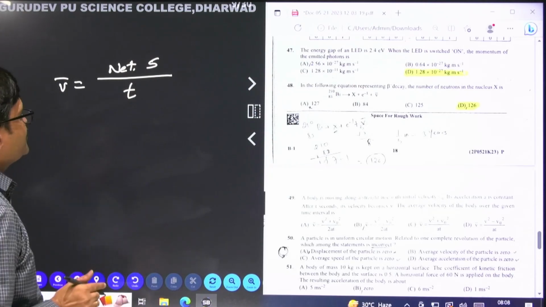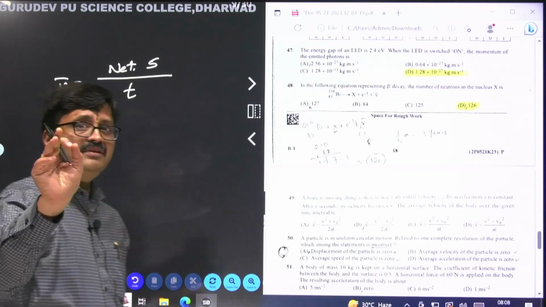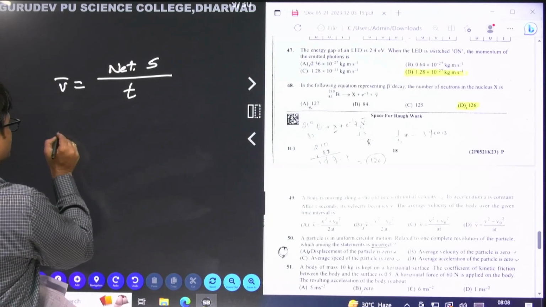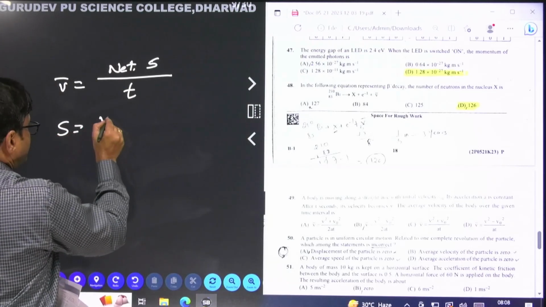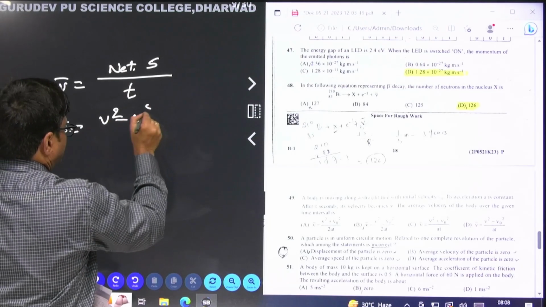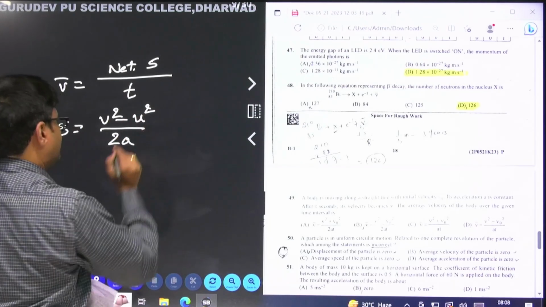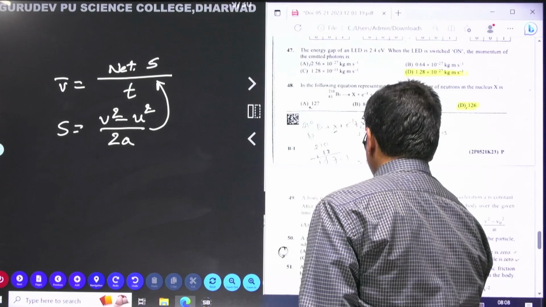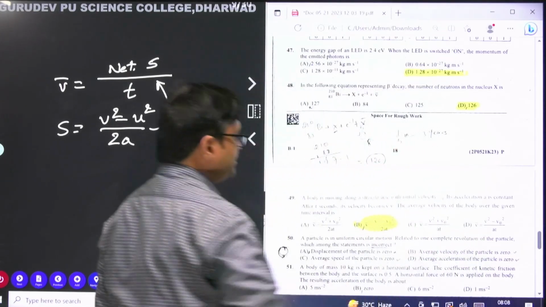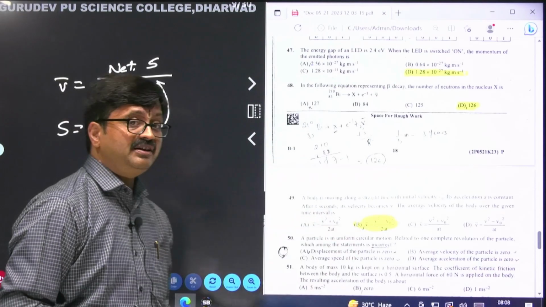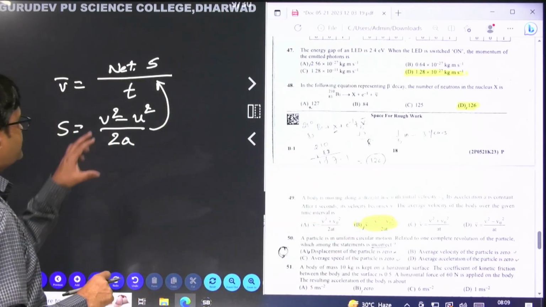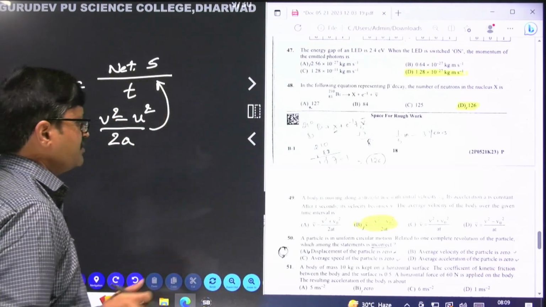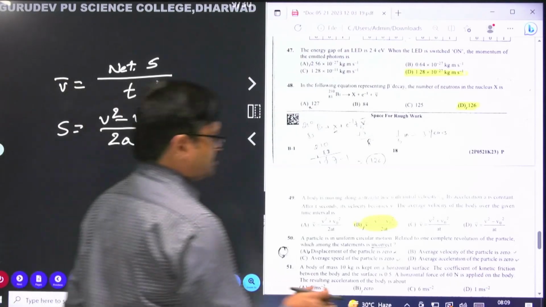Now what is net displacement? Net displacement is v square minus u square divided by 2a, is it not? So S is equal to v square minus u square divided by 2a. Now use this here, and you will see that you get option B: v square minus v0 square divided by 2a. So this was the 49th question, quite an easy one. Now let me move on to the 50th question quickly.